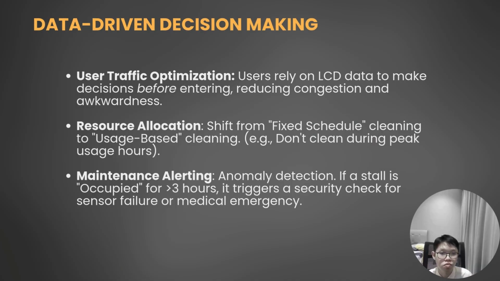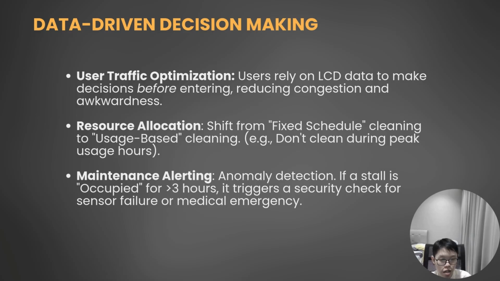Now we move to data-driven decision making. In this part, there are three decision makings in different terms. First, user traffic optimization. This is for the general public. Due to the LCD screen data, users can make a decision before entering the public restroom. They don't need to crowd the hallway or knock on the door. This can reduce congestion and awkwardness.